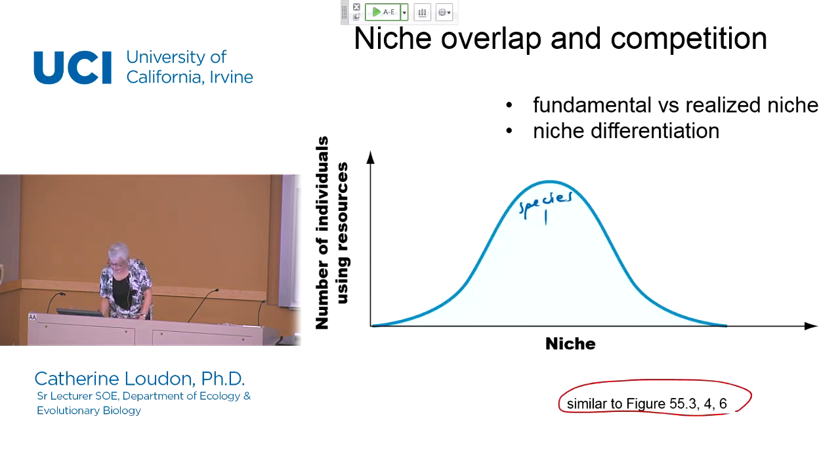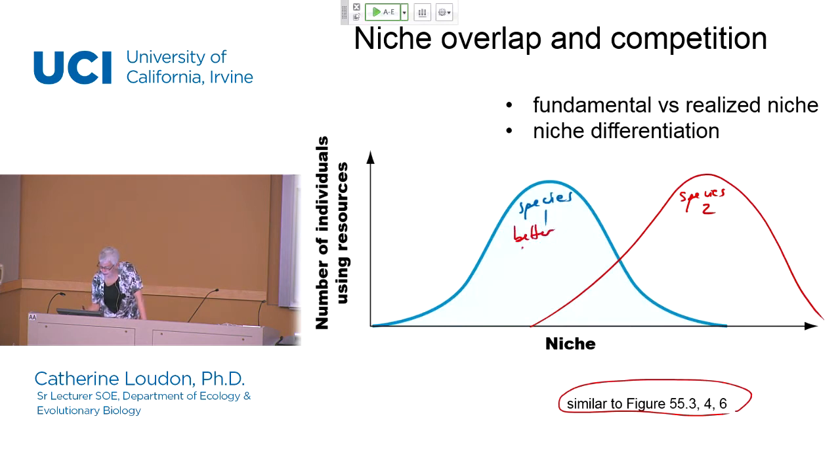So let's bring in our second species here. Here's species 2. Let's assume that, just as in the previous example, species 1 is the better competitor. Then what would we expect from this particular distribution of occupation of the niche space by these two different species? Well, it looks like species 1 will be able to use the resources in the area of niche overlap, and species 2 will be relegated to the space that is not being used by species number 1.